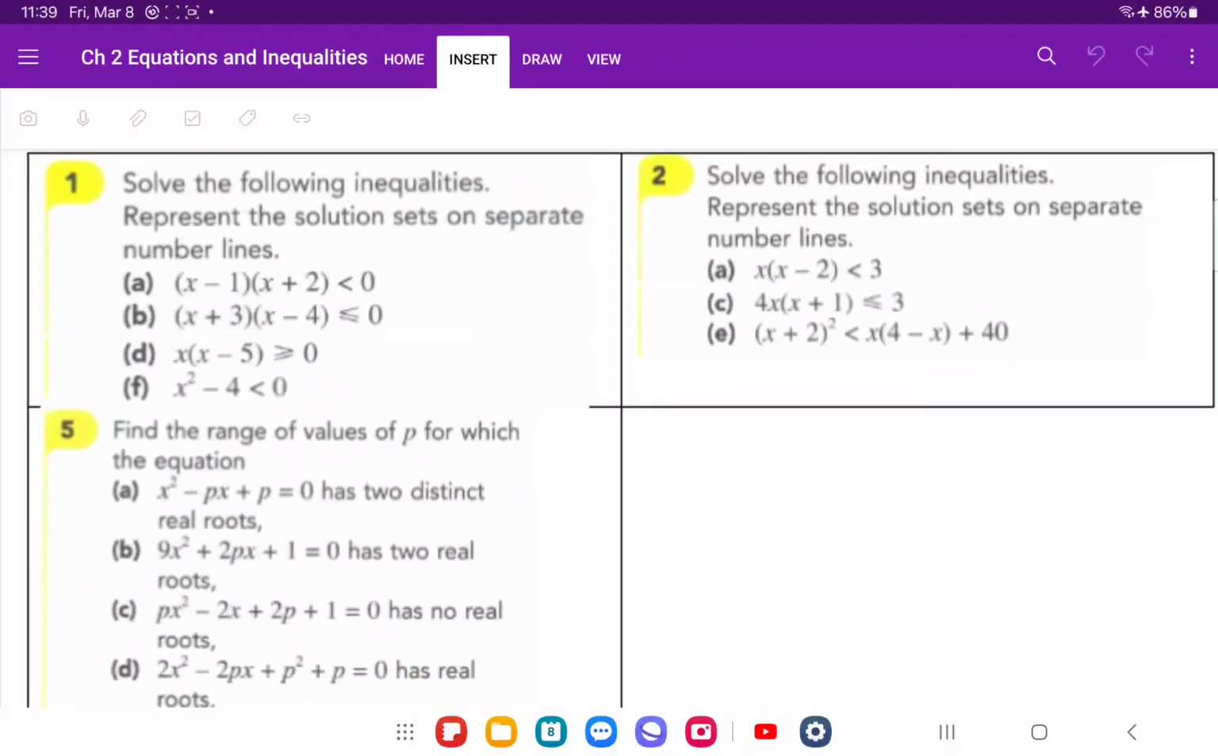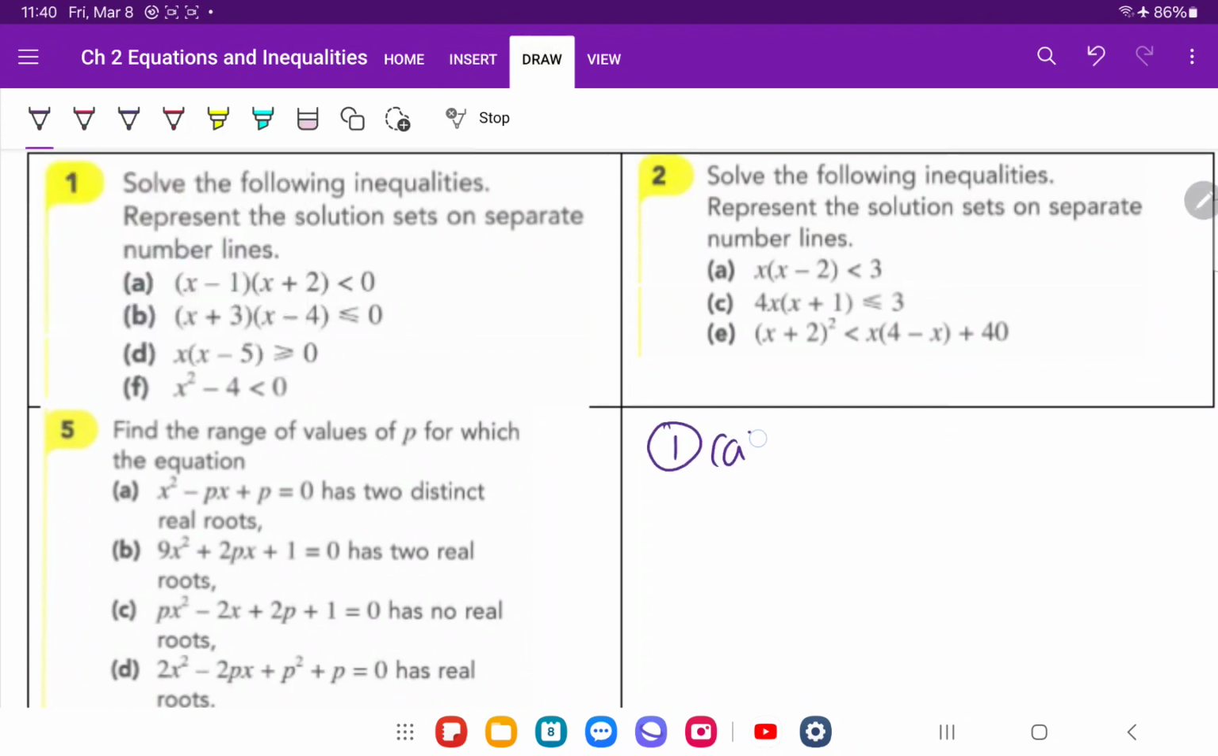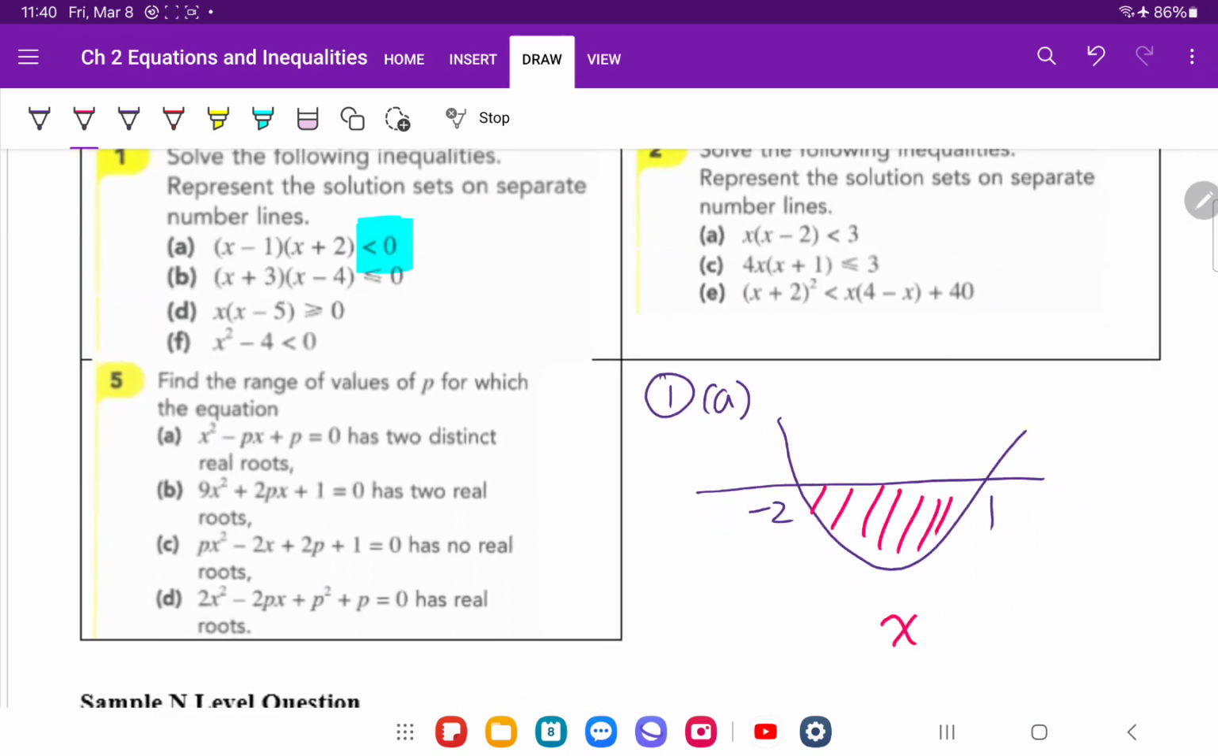For this homework question, apparently some of you already forgot what you must do for inequalities. Very, very scary. I will show only one question. Question 1A. Draw the graph. Put in the -2, put in the 1. Less than 0 means you shade everything below. The answer is x is between 1 and -2. If you are writing anything else, your answer is wrong.